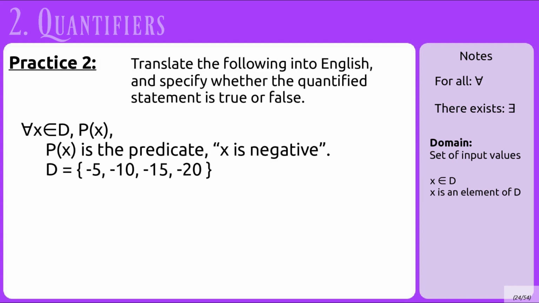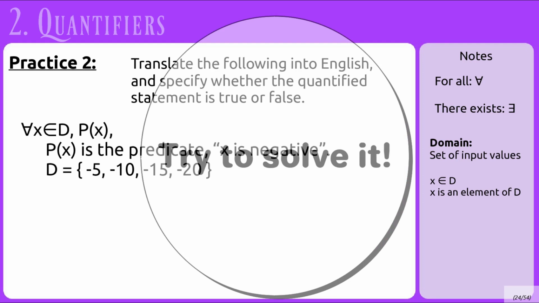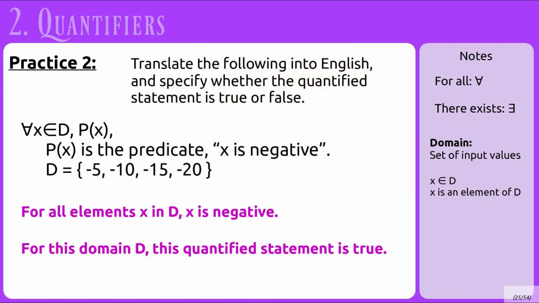Here's another practice problem. Translate the following into English and specify whether the quantified statement is true or false. So we have for all X in D, P of X, and P of X is the predicate X is negative, and D is the set containing -5, -10, -15, and -20. So writing this as an English statement, we would have for all elements X in D, X is negative. For this domain, this quantified statement is true.